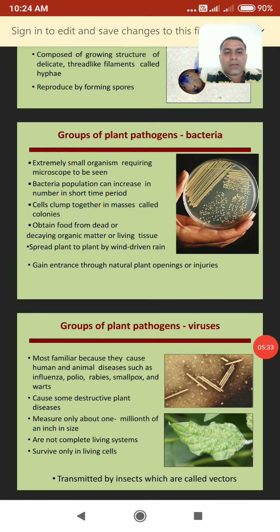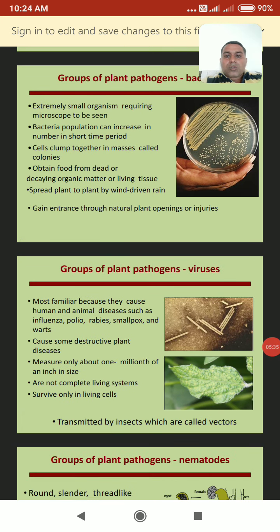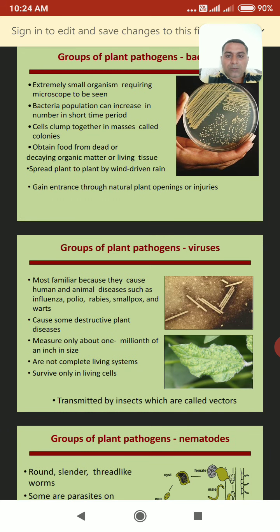Now next is viruses. Most familiar because they can cause human and animal diseases such as influenza, polio, rabies, smallpox, and warts. They also cause some destructive plant diseases. They measure only about one millionth of an inch in size. They are not complete living systems. They survive only in living cells.